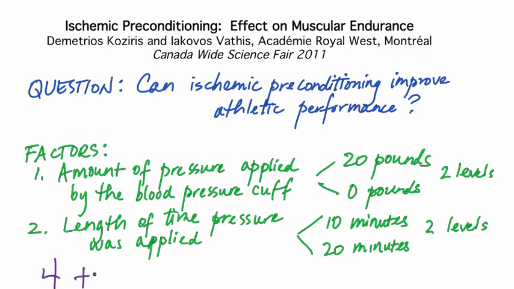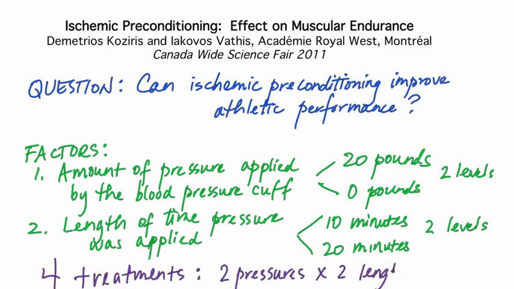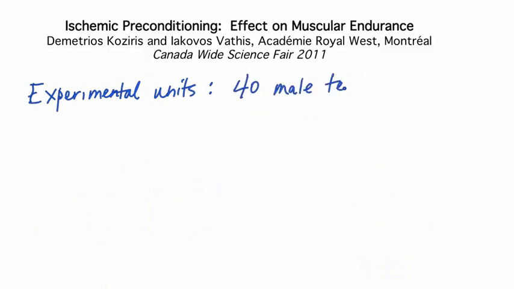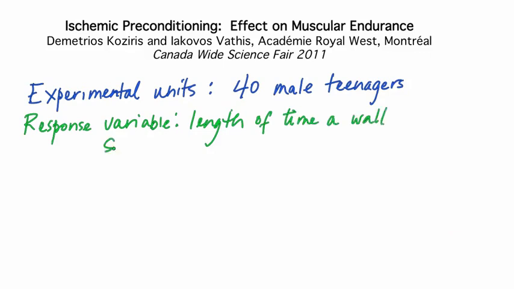So there were a total of 4 treatments, the 4 combinations of the 2 pressures and the 2 lengths of time applied. Each treatment was applied to 10 teenage males, so there's our replication. Since there are 4 treatments, there were 40 participating teenagers, and these are the experimental units. They were chosen to be of similar athletic ability. After application of the treatment, the length of time the teenagers could stay in a wall squat position was measured. This is the response.